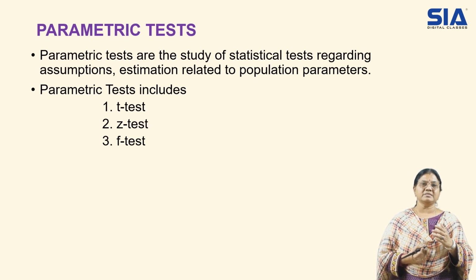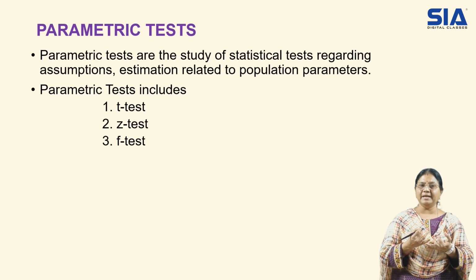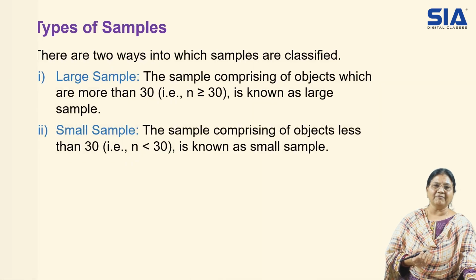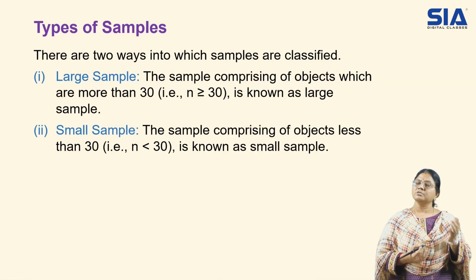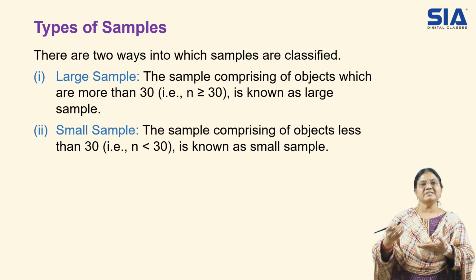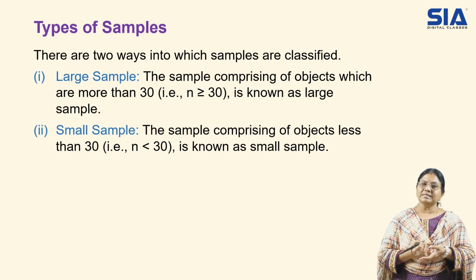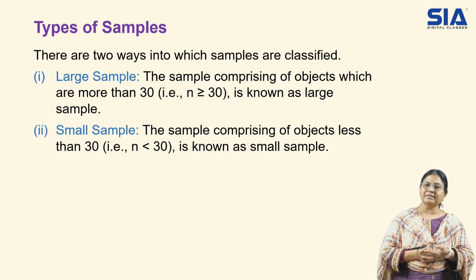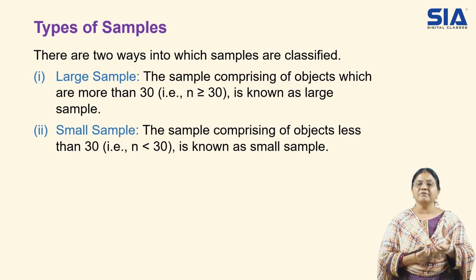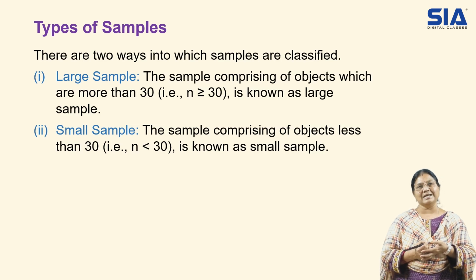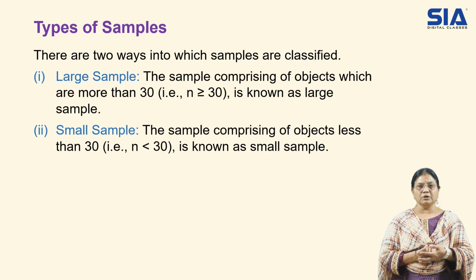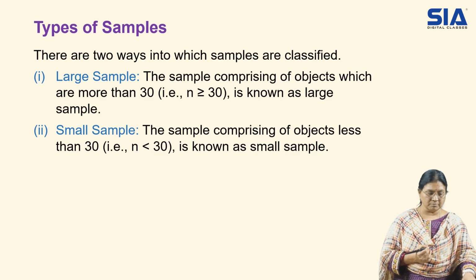Under the parametric tests, we have three: t-test, z-test and f-test, depending on the sample size. Now, we have different types of sample, large sample and small sample. If the sample size is more than 30, we say it is a large sample. The sample comprising more than 30 objects, that is the number of observations or respondents, is known as a large sample. If it is less than 30, it is a small sample.